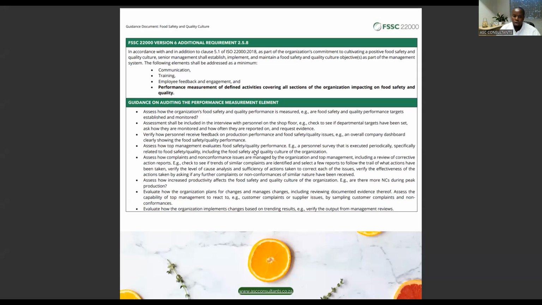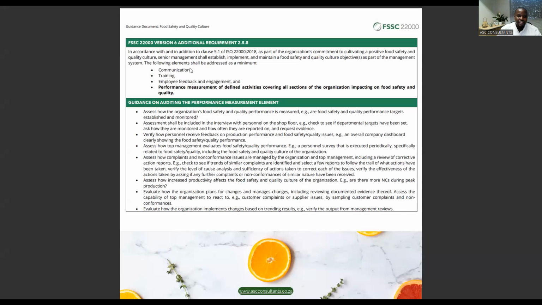How do you check for productivity? Are you using NCs during peak production? What is it that we are using as a measure of productivity? We are also going to look at how the organization plans for changes and manages changes. So that will be under planning, under clause 6, where we are looking at change management. Again, evaluate how the organization implements changes on training results, including verifying the output of management reviews and how that is being executed. So please pay attention to this.